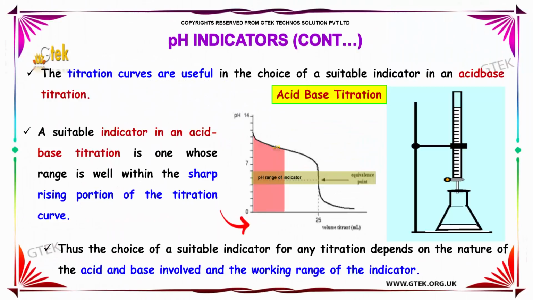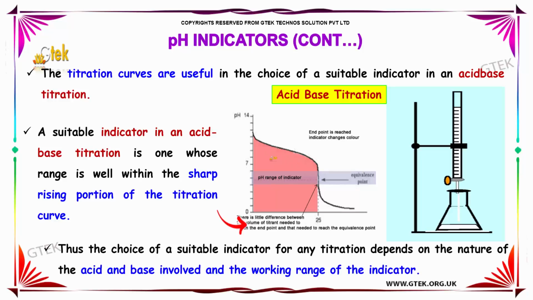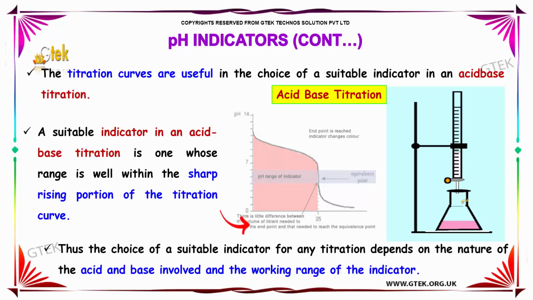The titration curves are useful in the choice of a suitable indicator in an acid-base titration. A suitable indicator in an acid-base titration is one whose range is well within the sharp rising portion of the titration curve. Thus, the choice of a suitable indicator for any titration depends on the nature of the acid and base involved and the working range of the indicator.